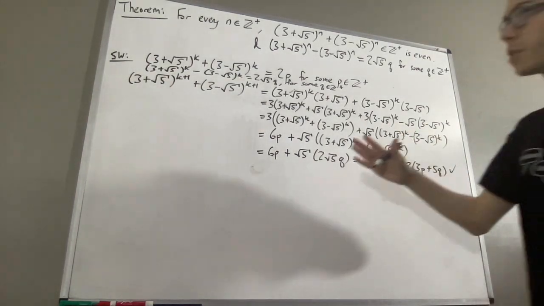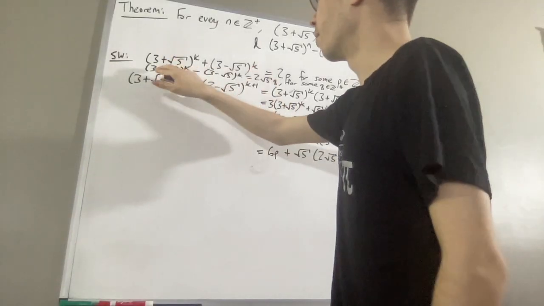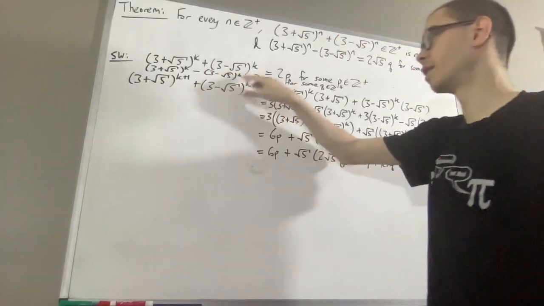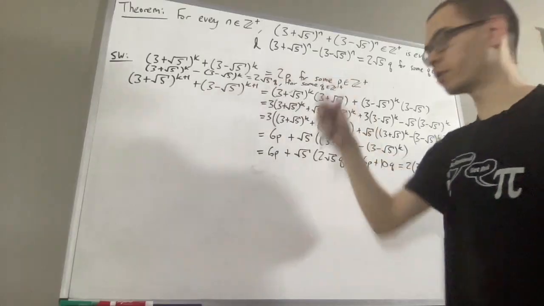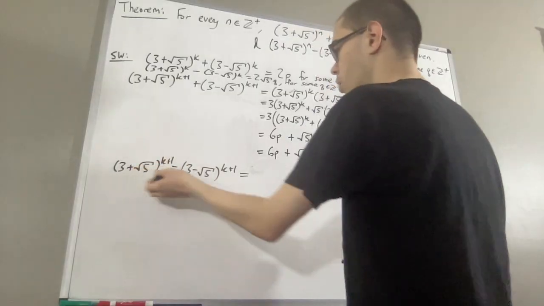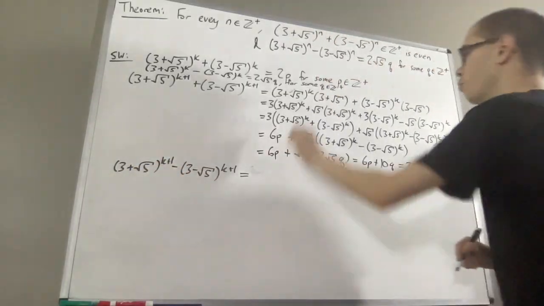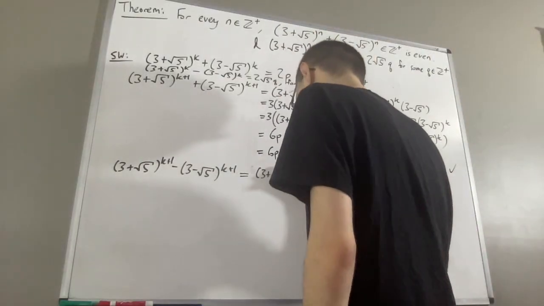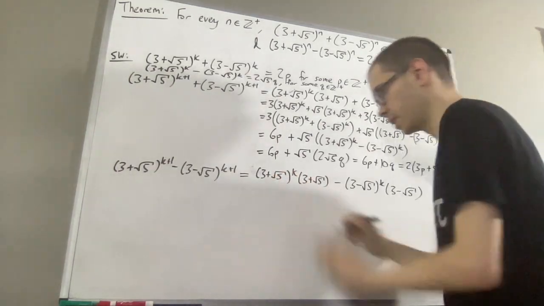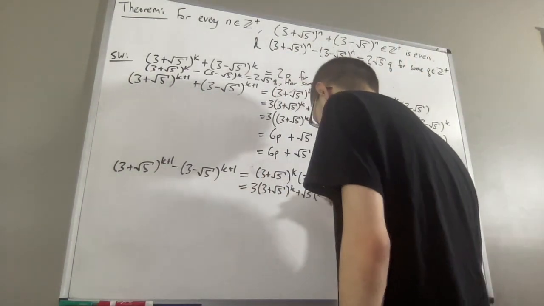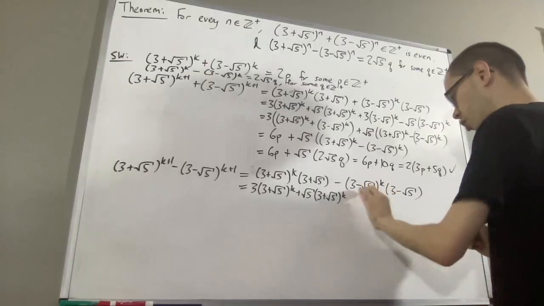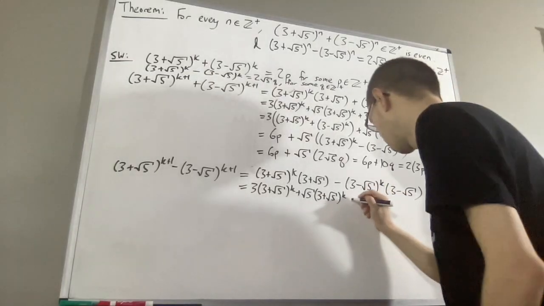But we also need to establish that (3 plus square root of 5) to the power of k plus 1 minus (3 minus square root of 5) to the power of k plus 1 has this form. Right? We need to establish that as well. And again, we're going to re-express these two guys in the same way that we did right here. Again, we're going to distribute this guy across the parentheses. As for this guy, we have a minus sign here.